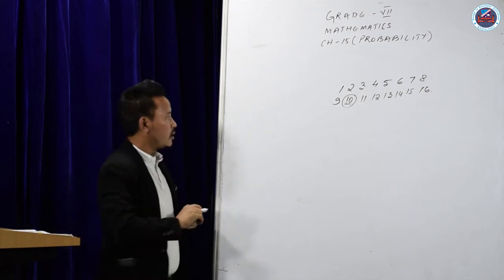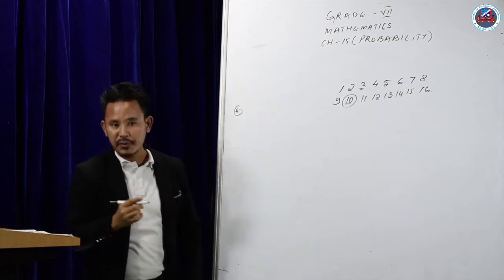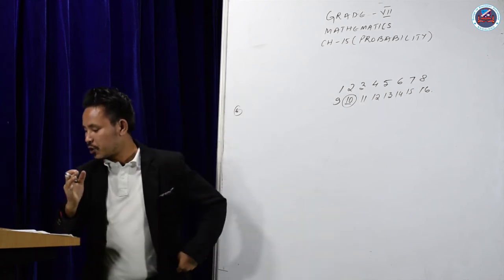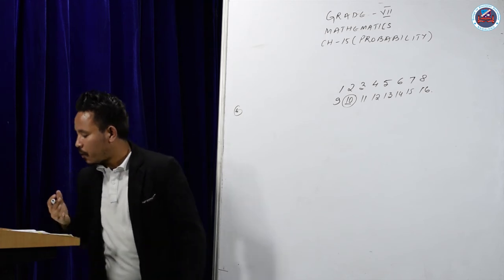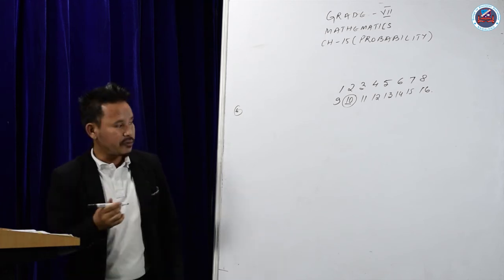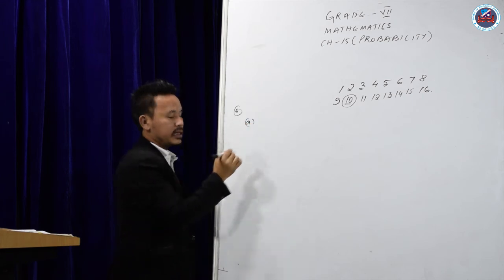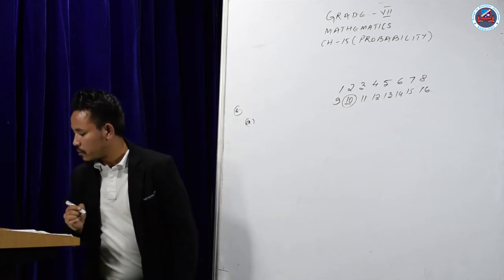So in question number 6, let me read out the question first. Zalika chooses one day of the year 2015 at random. What is the probability that it is? Number 6A.